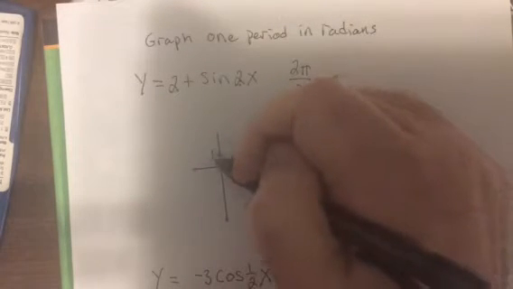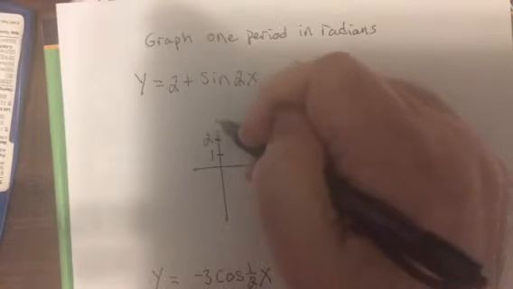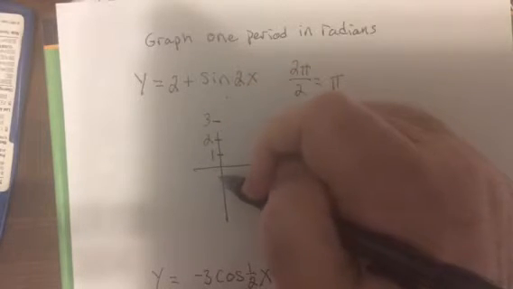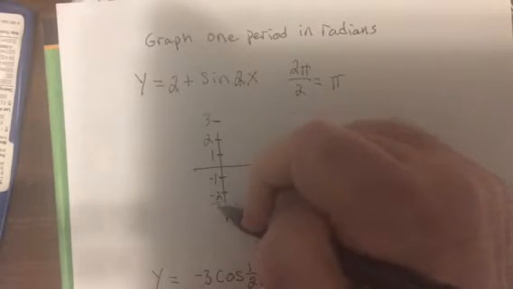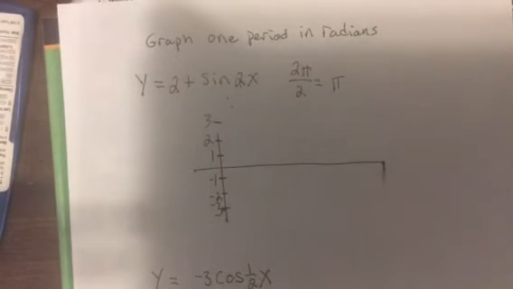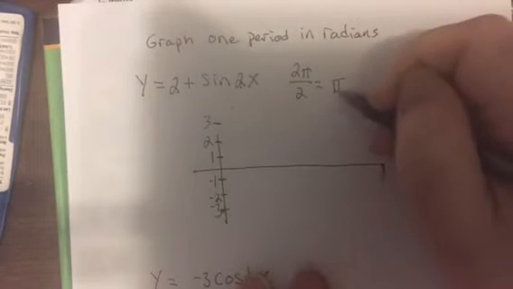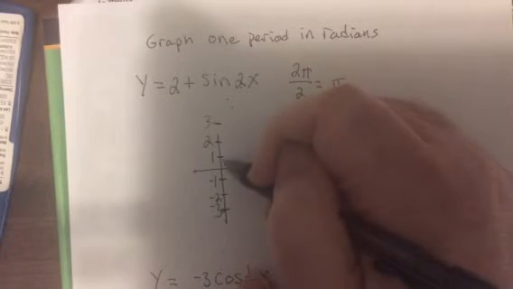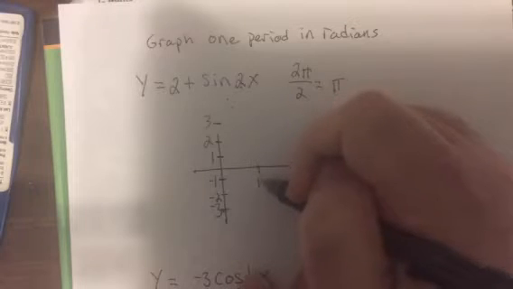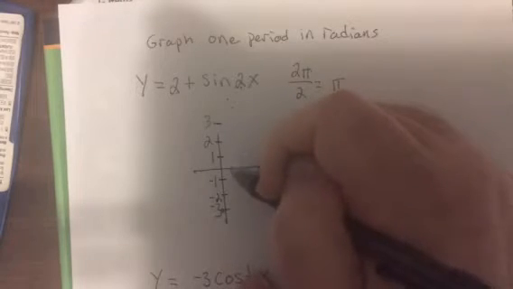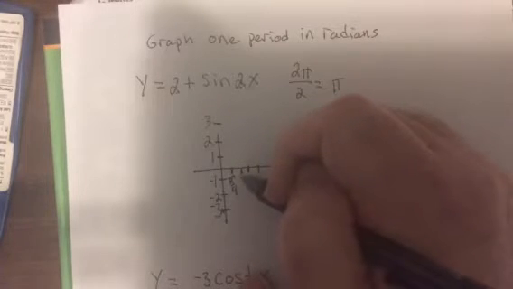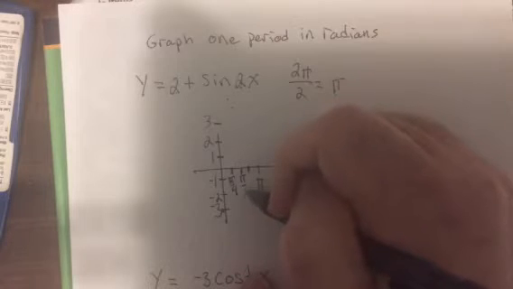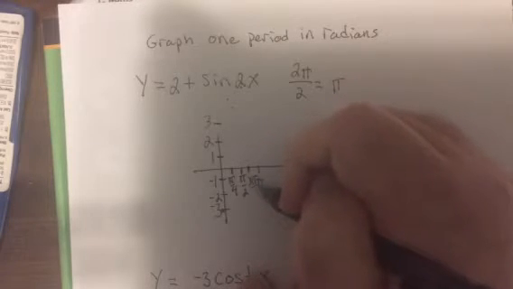So we have 1, 2, 3, negative 1, negative 2, negative 3. Now, if you have more than one thing to change, you always change the period first. Always. So I'm going to cut this up into 4s. Pi is 3 of these, so that'd be about here. So we're going to break it up. A fourth would be pi over 4. Then we got 2 pi over 4, which is pi over 2. And 3 pi over 4.